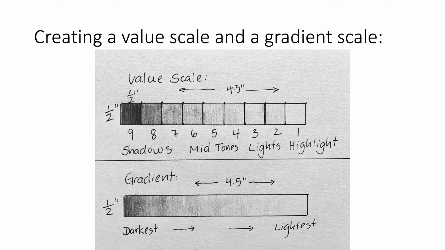We want to have a variety of values between the darkest darks, all the way black, and the lightest lights, all the way white. To practice this, we are now going to draw a value scale with 9 different and distinct value steps, as well as a gradient scale.